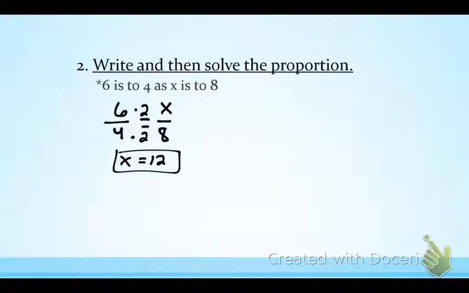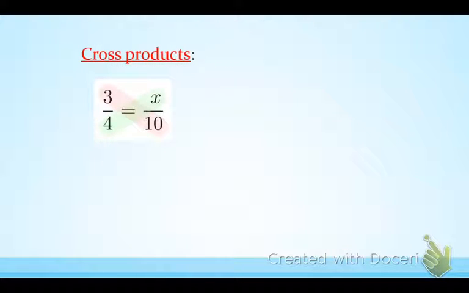Make sense? All right, so that is how you write and solve a proportion if it is given to you like that. Now I want to teach you a different way that you can solve proportions. How many of you guys remember cross products from last year? All right, so basically what this is saying, whenever you have a proportion, 3 is to 4 as x is to 10, what it's telling you you can do is actually multiply across from each other like this.